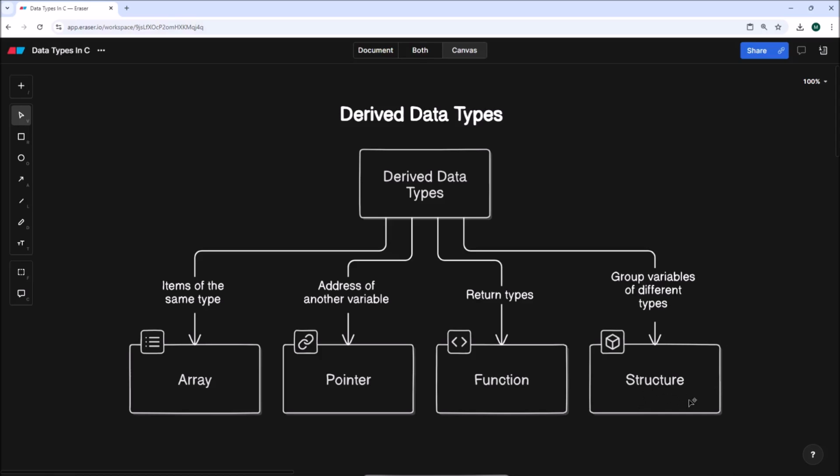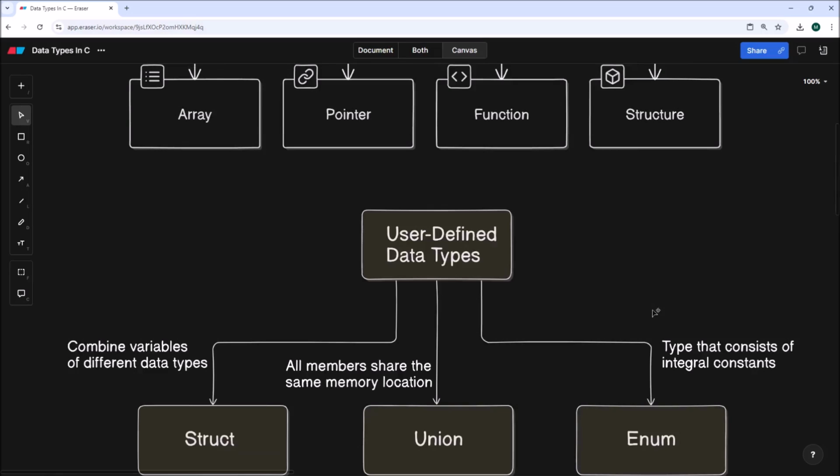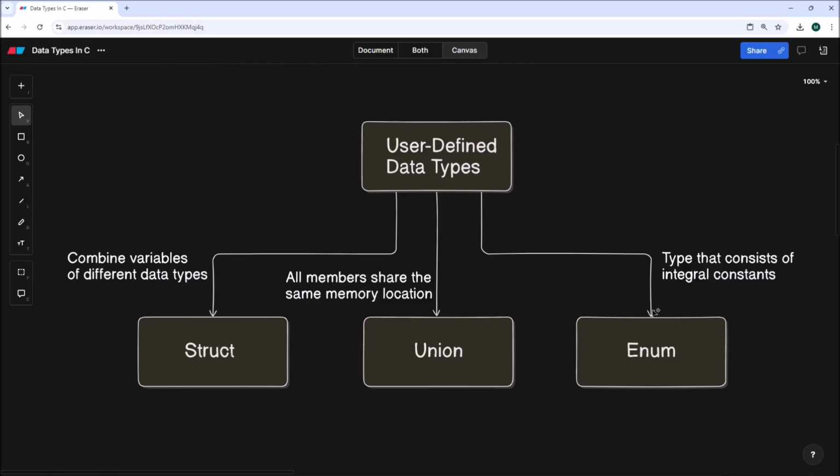Then we have structure. It's a group variable of different types. Therefore, this structure is also a derived data type. We also have user-defined data types. For example, sometimes we can define user-defined structures, namely combining variables of different data types. Inside the structure we have int, char, float, double, something like that.